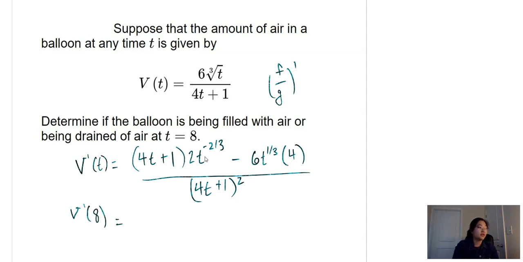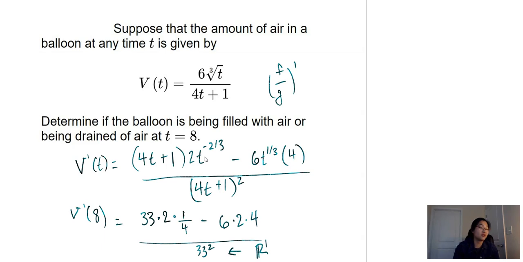Well, let's just plug it in. Wow, it seems like a lot of effort. So let's just talk through it. If we have 4 times t plus 1, and we're plugging in 8 for t, well, that's going to be a positive number, and since we have a subtraction, we should probably do it. What is that? 33 times 2 times t to the negative 2/3 power, which is just 1 over 4, minus 6 times 2 times 4, and then this is all over 33 squared, which, since it's squared, is always going to be positive, so non-negative, it's in R plus.